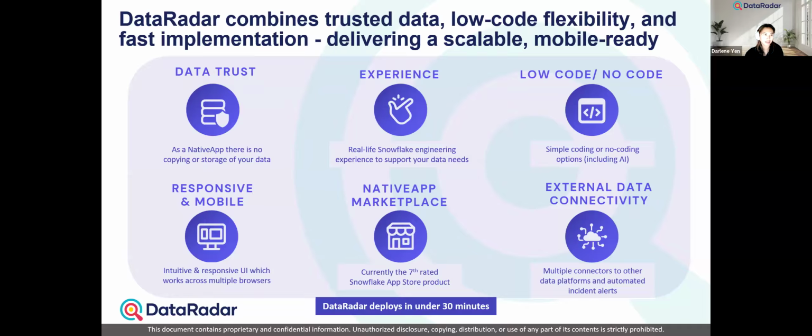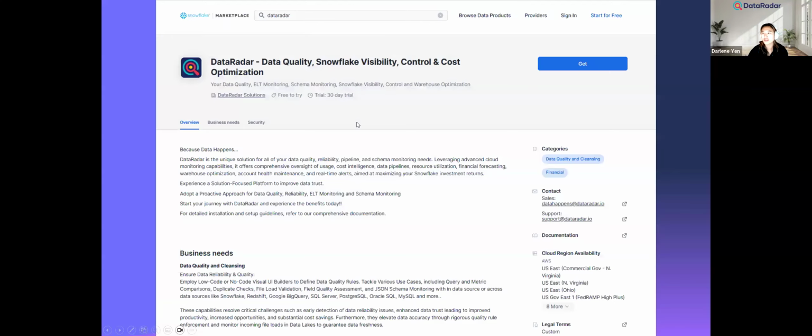And then external data connectivity, we just brought up all the different on-prem sources. With the marketplace, all you have to do is download it. You can get it set up in 30 minutes. We do have a 30 day free trial. I'll drop the link in the chat so you can go check it out yourself. But we really haven't seen any other app like this that covers observability, cost, and data quality all together.